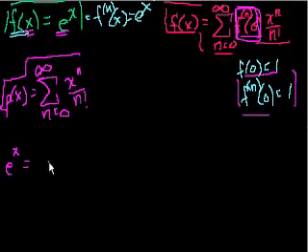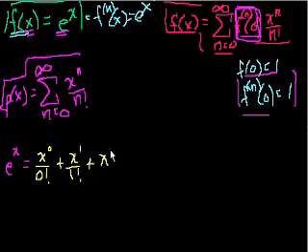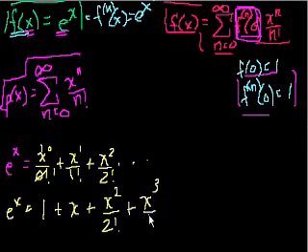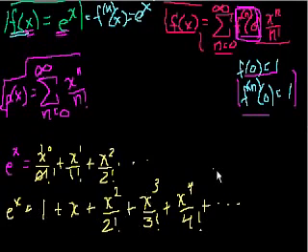Well, what is the sum? It's x to the 0 over 0 factorial plus x to the 1 over 1 factorial plus x squared over 2 factorial, and you keep going. And of course, e to the x is equal to, x to the 0 is 1, and 0 factorial, I said in the last video, is 1. So it's 1 plus, this is just x, plus x squared over 2 factorial plus x to the third over 3 factorial plus x to the fourth over 4 factorial, and you just keep going on forever. And that's e to the x.